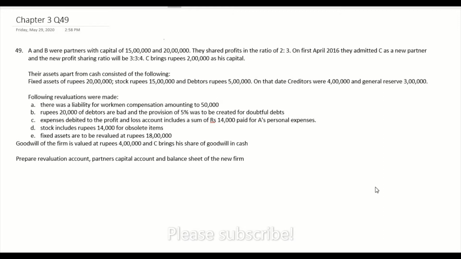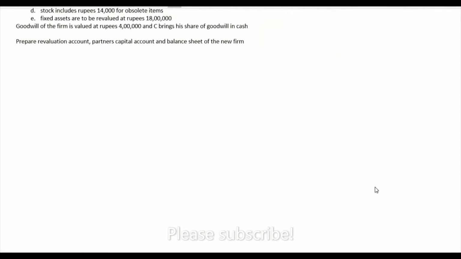Their assets apart from cash consist of the following: fixed assets of rupees 20 lakhs, stock rupees 15 lakhs, debtors rupees 5 lakhs. On the date, creditors were 4 lakhs and general reserve 3 lakhs. Following revaluations were made. There were few revaluations, and then goodwill of the firm is valued at rupees 4 lakhs and C brings his share of goodwill in cash. Prepare revaluation account, partners capital account and balance sheet of the new firm. Okay, let's do this.